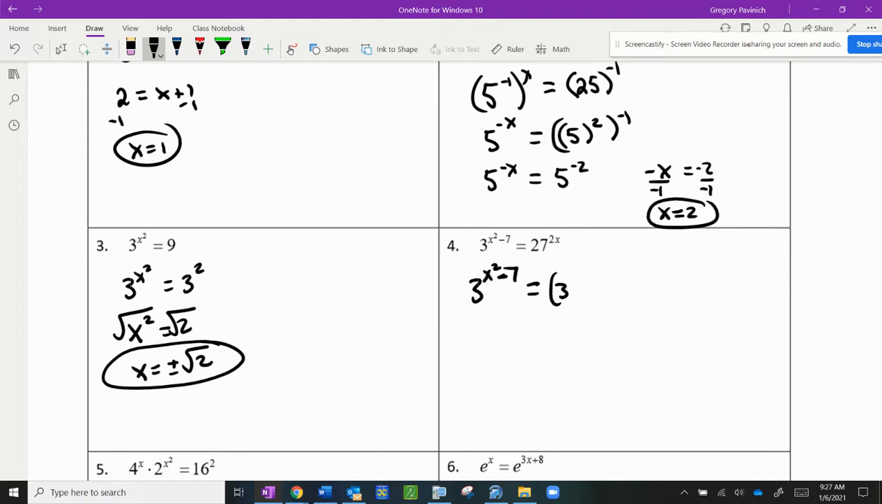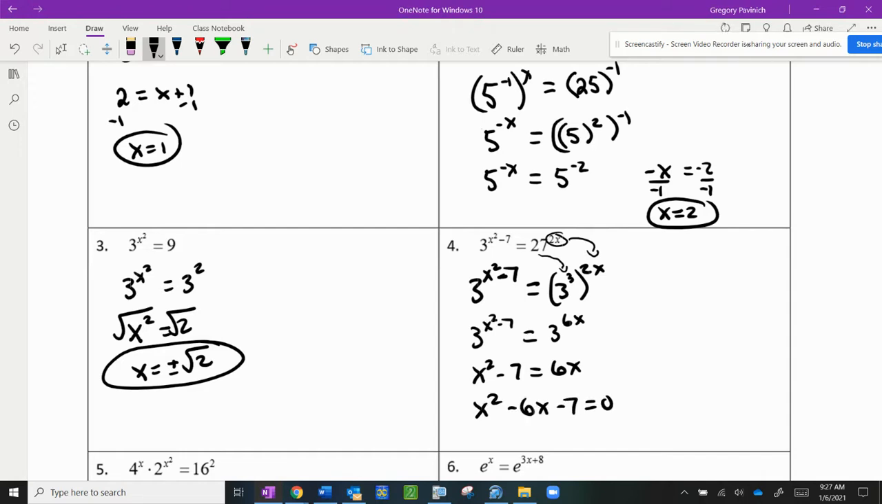Number 4, again, I'm going to use the base of 3. And this time it's 3 cubed is 27, raised to the 2x. Notice that I keep in parentheses the equality there of 3 cubed being 27 and raise it to the same power, and then go ahead and simplify it. Power raised to a power is multiplied, and now I can set these equal to each other. I have a trinomial, a quadratic, and then I can factor this and solve and get 7 and negative 1.